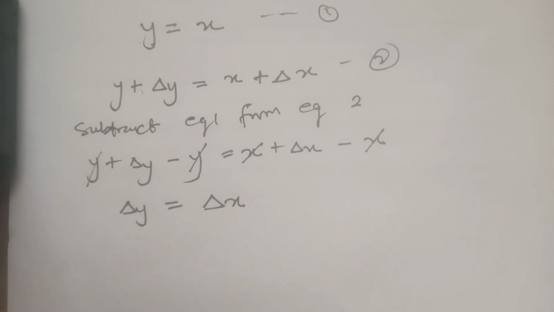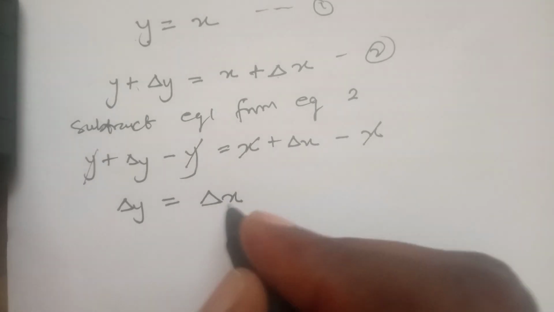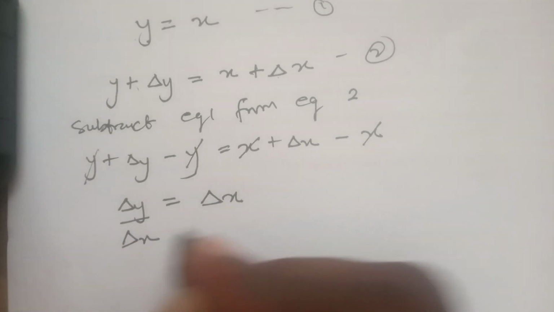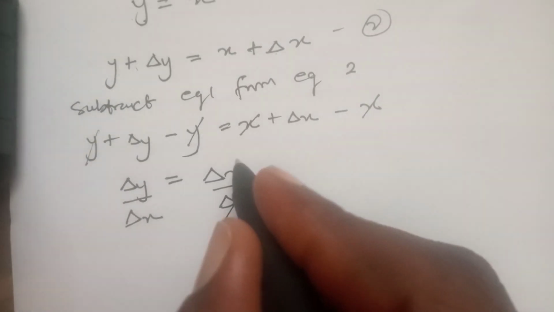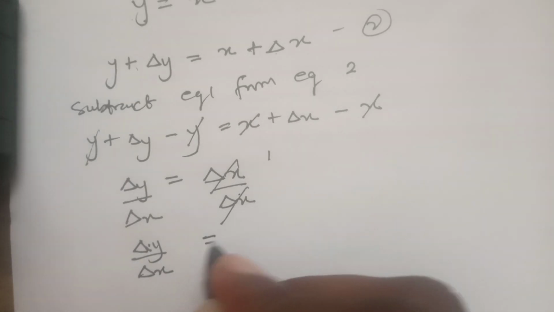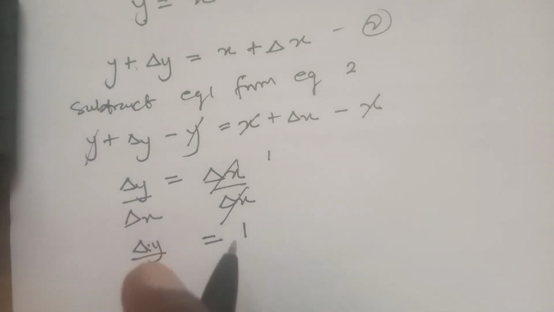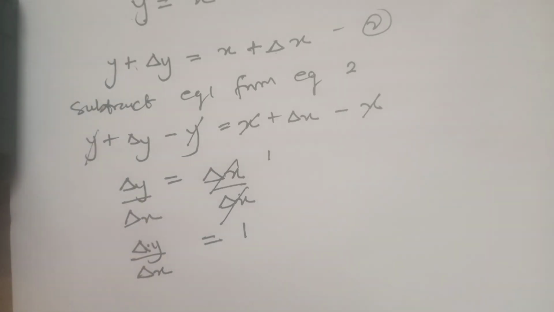So now in order to get our change in y over change in x, we're going to divide both sides by delta x. As you can see, delta x will cancel out delta x, and 1 will remain here. So change in y over change in x equals 1 from the first principle. All right.